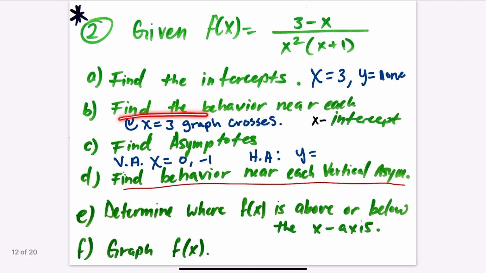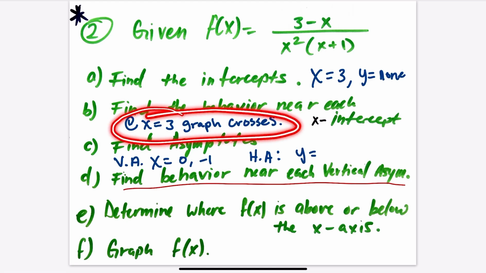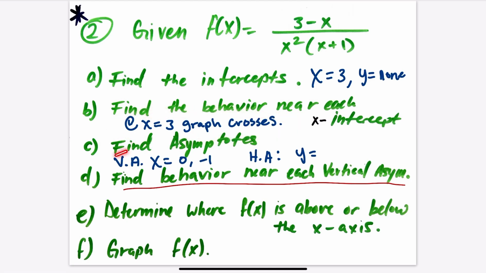Now, to find the behavior near each x-intercept, you look at how you got the x-intercept. There's a multiplicity of 1, which is odd. So at x equals 3, the graph crosses. To find asymptotes, again, the vertical one is always the easiest. You set each factor of the denominator equal to 0, and I got 0 and -1.